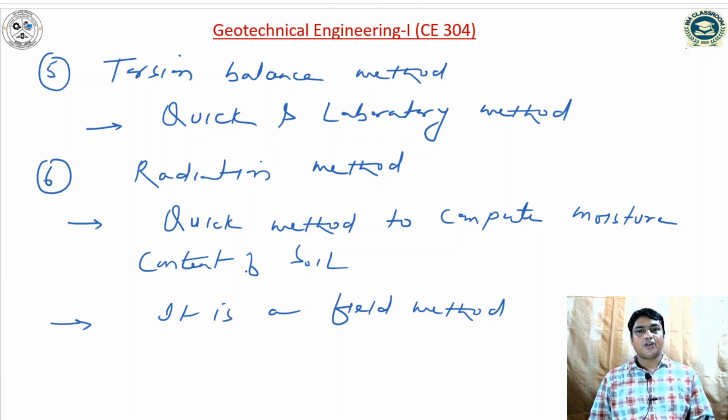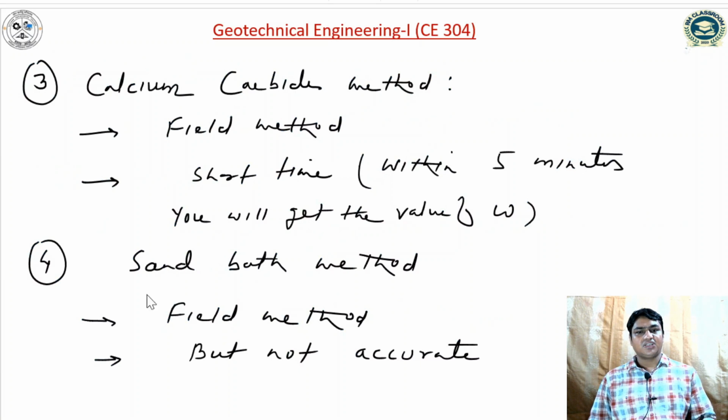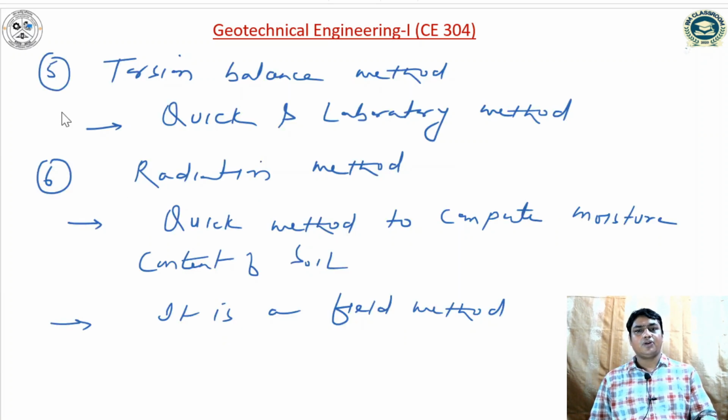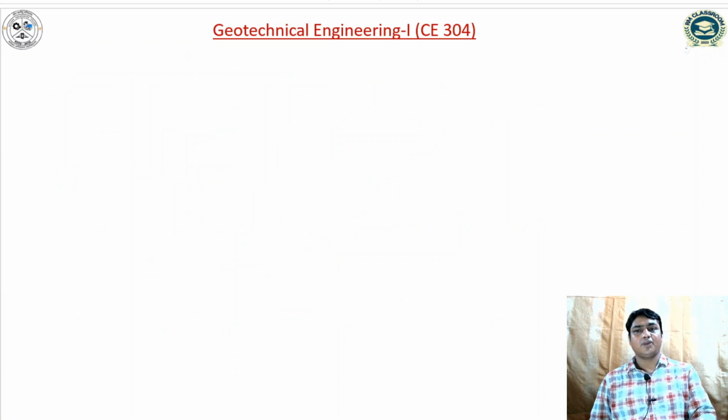Similarly, the third method I have discussed is the calcium carbide method, a very quick method and field method to compute the moisture content. Fourth one is the sand bath method, that is a field method but not accurate. Fifth one is the torsion balance method, that is quick and laboratory method. And the sixth one is the radiation method. This is also a quick method to compute the moisture content of soil, and it is a field method.